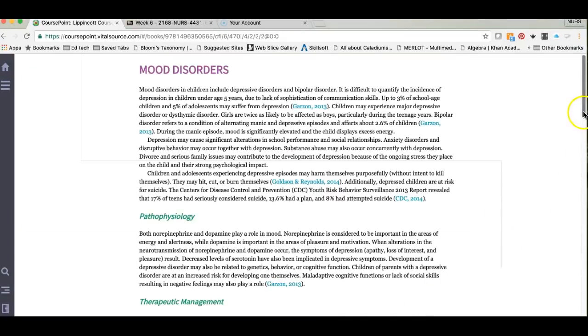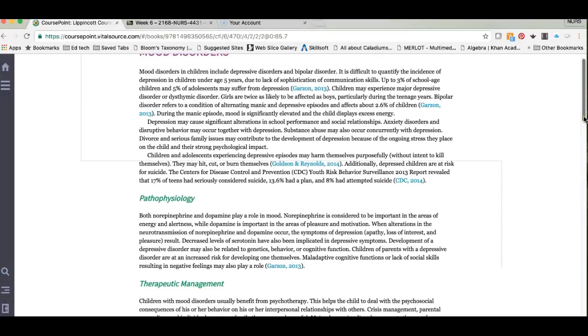Mood disorders. Again, there's a big clump of mood disorders. Depression, bipolar are both mood disorders. Bipolar is treated with lithium. Depressive disorders are, of course, treated with antidepressants if needed.